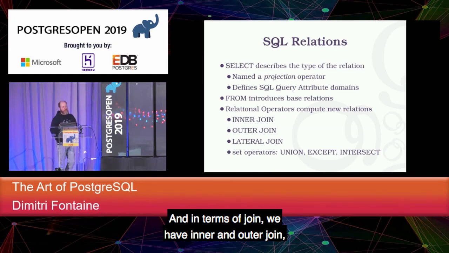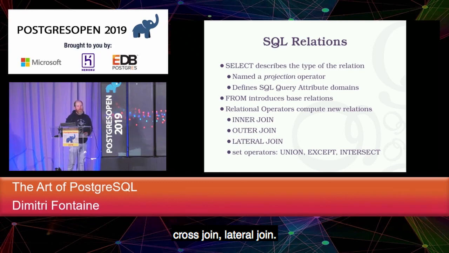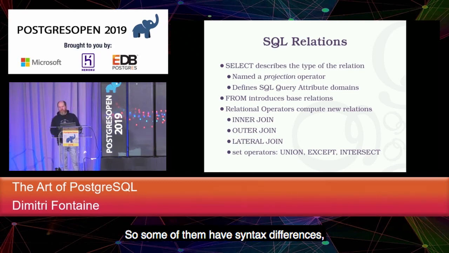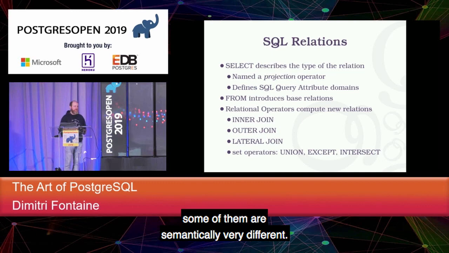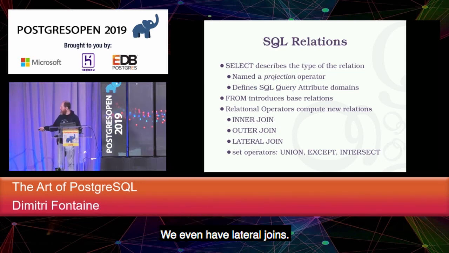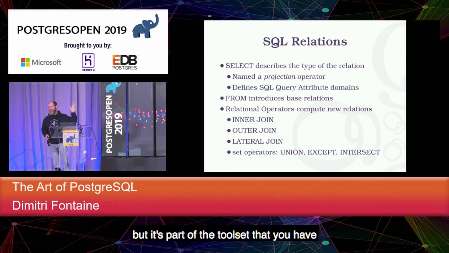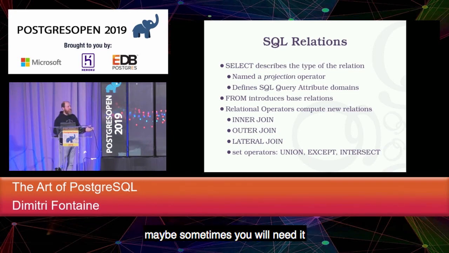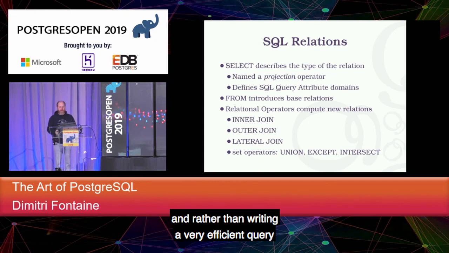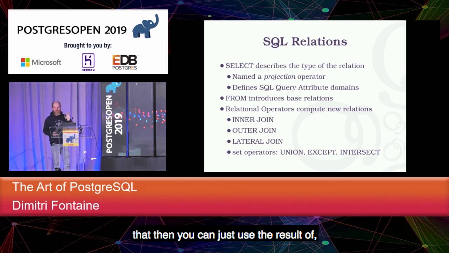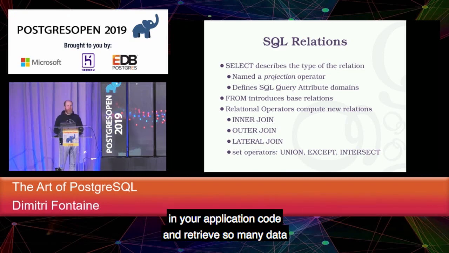And in terms of joins, we have inner and outer join, cross join, natural join. Some of them are syntax differences, some of them are semantically very different. We even have lateral joins. Who's good with lateral joins? Again, that's something quite new in SQL, but it's part of the tool set that you have. So if you don't know what it is, maybe sometimes you will need it. Rather than writing an efficient query whose result you can just use, you're going to have to implement it in your application code and retrieve so much data when you need only that much.